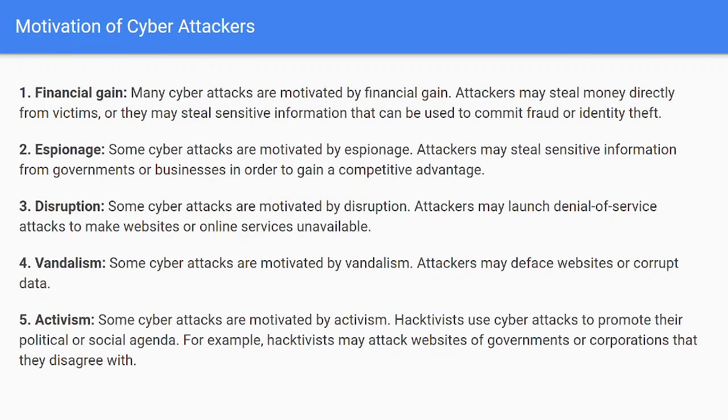So what are the motivations for cyber attackers? One of the greatest motivations is financial gain. Understand, financial gain is one of the greatest motivations. Why is that? Because people are motivated by money sometimes. Attackers may steal money directly from the victim, or may steal sensitive information and use it to commit fraud or identity theft. So money can be one of the major reasons why cyber attackers do what they do. Why is that? Because they need finances sometimes.